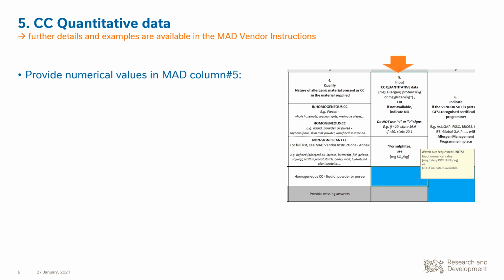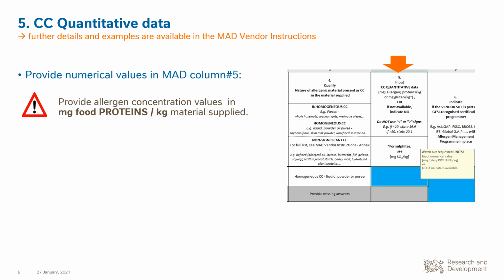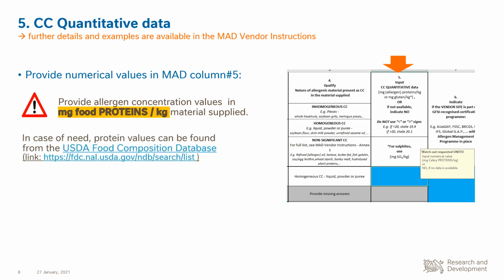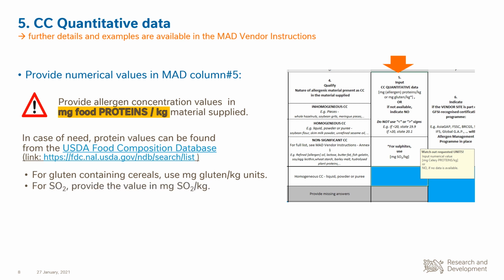Step 5. Provide as far as possible numerical values for homogeneous allergen cross-contacts. Please pay specific attention to the following. Watch out the units. For most allergens, we require that data is provided in milligram food proteins per kilogram units. Protein values are available from the USDA Food Composition Database in case conversion is necessary. For gluten-containing cereals, the data is to be reported in milligram gluten per kilogram as usual. The same for sulfites, the reporting unit is milligram sulfites per kilogram.